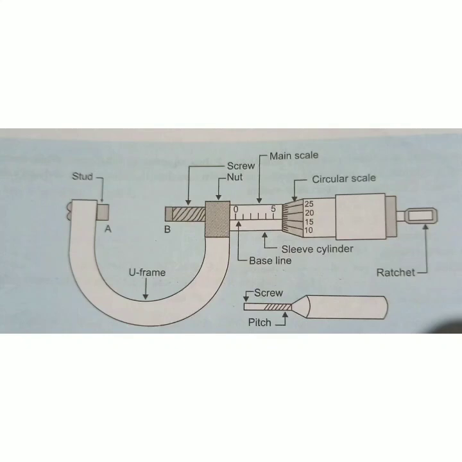Ratchet. The ratchet is attached to the screw by means of a spring. When the flat end B of the screw comes in contact with stud A, the ratchet becomes free and makes a rattling noise. Thus, end B of the screw is not pushed further toward stud A. Student, this is your screw gauge. Remember that the screw gauge is used for measuring diameter with an accuracy of up to 0.001 centimeter. Thank you very much.